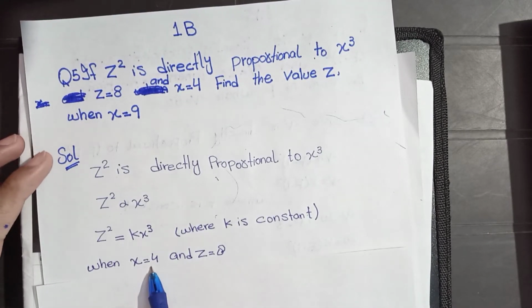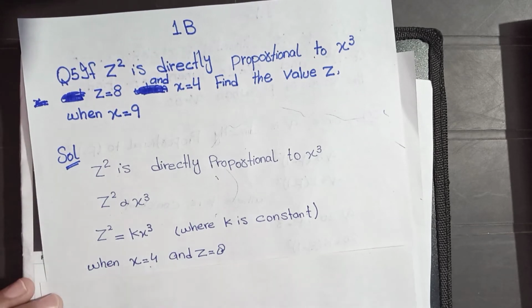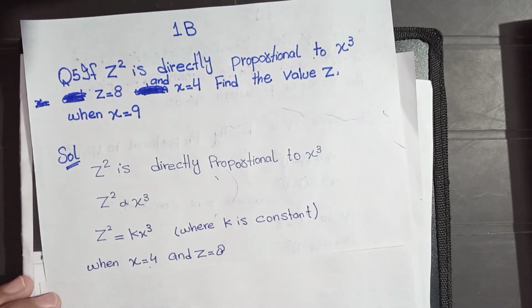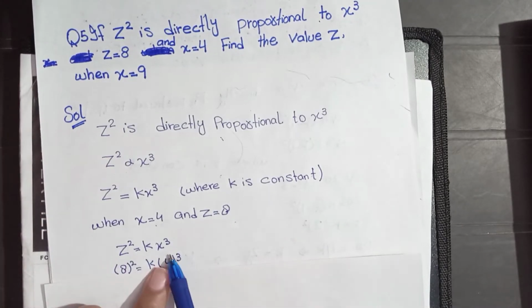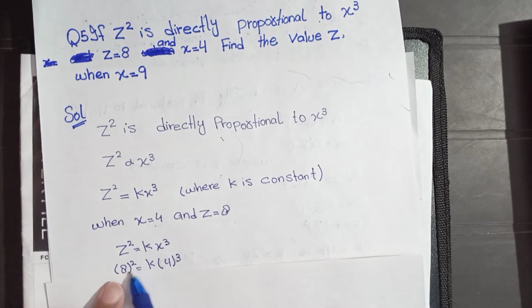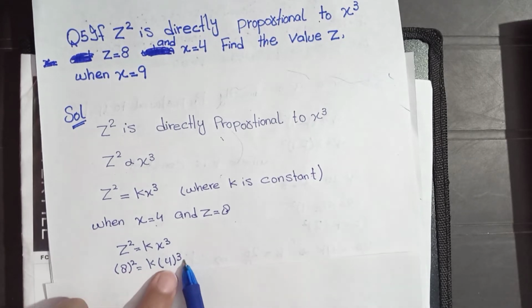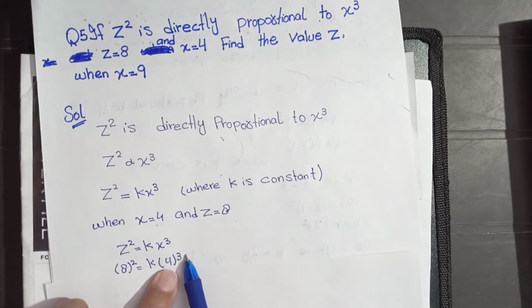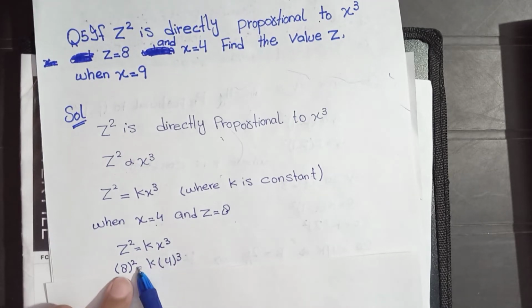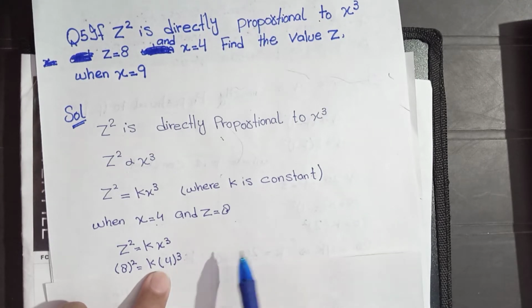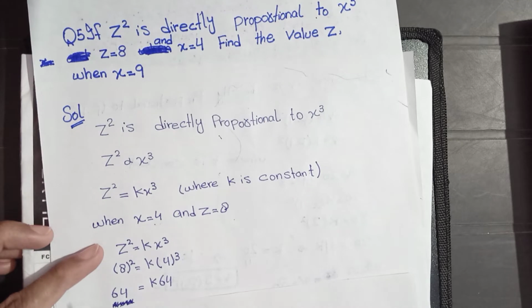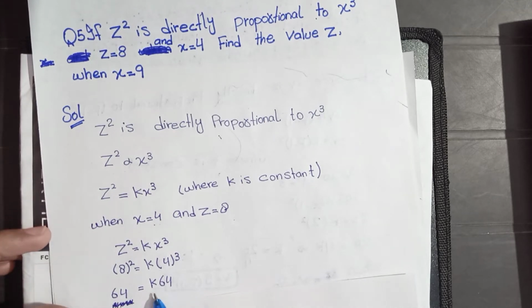When x is equal to 4, here we need to find the value of k. For that we are given the values of x and z: x is equal to 4 and z is equal to 8. Now putting the values of z and x, 8 square is equal to k times 4 cube. 4 cube is equal to 64, and 8 square is also 64. Like that, 64 is equal to k times 64.